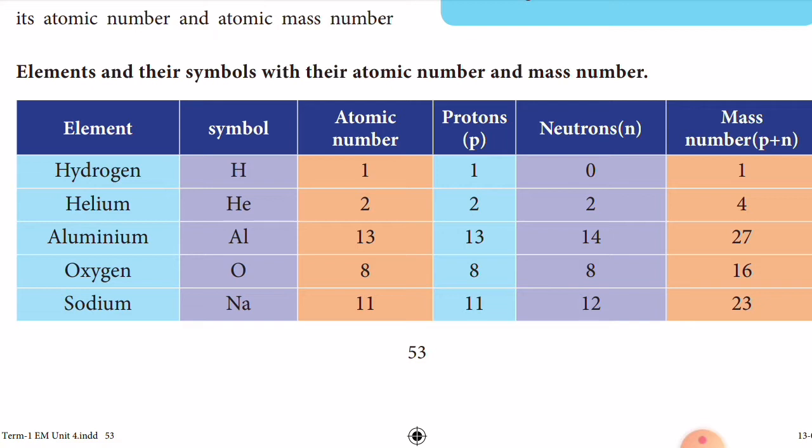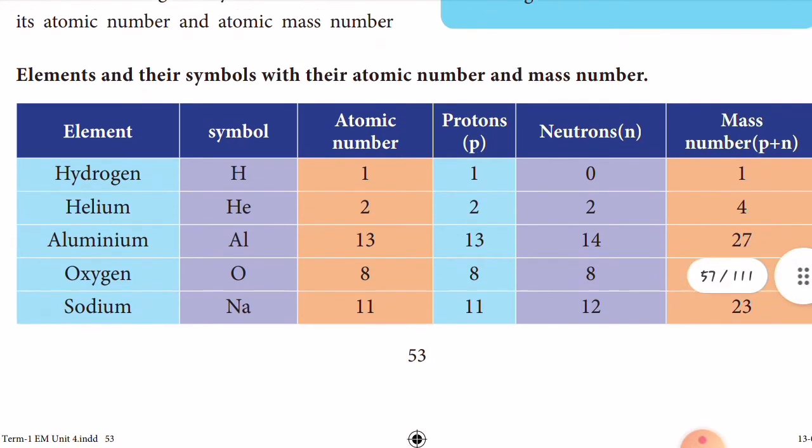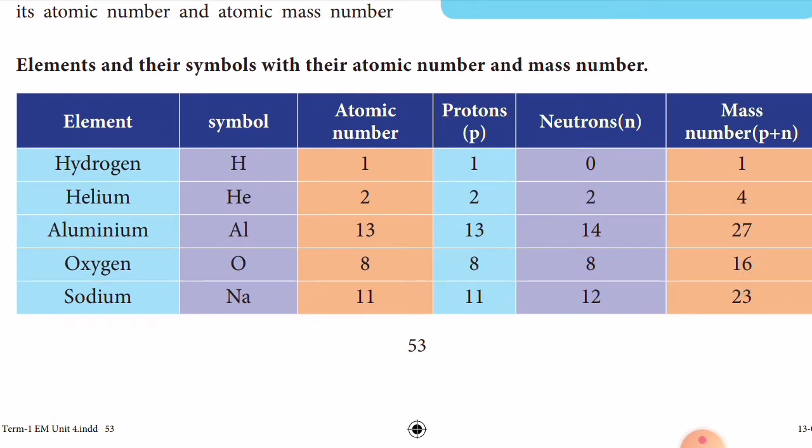In the same manner, do the other 4 elements. Helium, He. The first letter is capital, the following letter is small. Atomic number 2, so the proton is also 2. Atomic number is the number of protons, 2. Here the neutron is also how much? 2. So the mass number is proton plus neutron, 2 plus 2, how much?